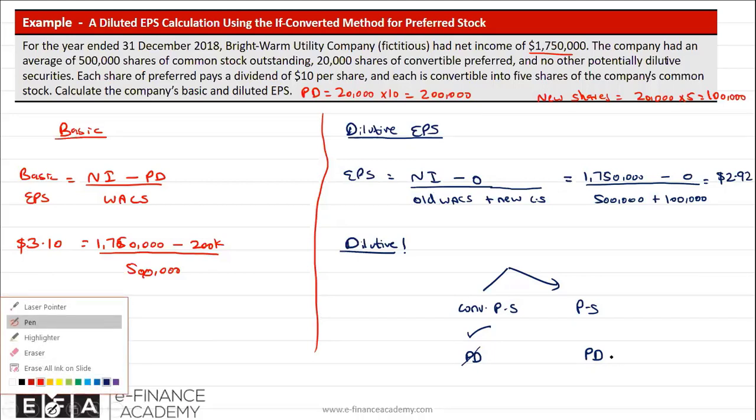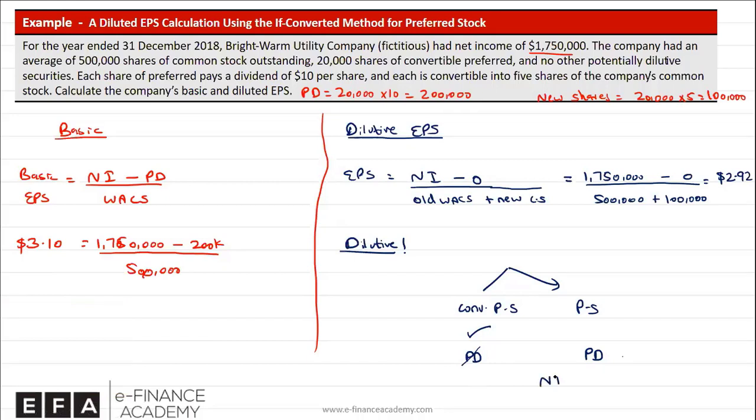You would say net income minus 0 preferred dividend on the convertible preferred shares, but you will continue to subtract the preferred dividend on the simple or the plain preferred shares because these are not converted. And we would only make the assumption that these ones get converted, not these ones.